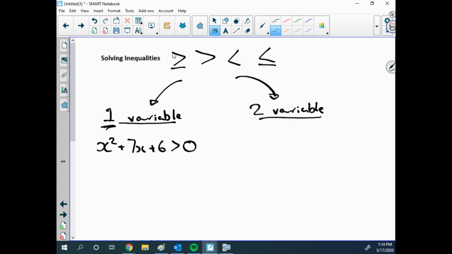Two variable questions is now if I replace this 0 with, say, x squared plus 7x plus 6 greater than y. So the same equation, but now I have two variables in that. And when I have two variables, I now have to shade in some sort of two-dimensional area that can satisfy both parts of that equation. So let's go look at the different types of examples we were looking at.